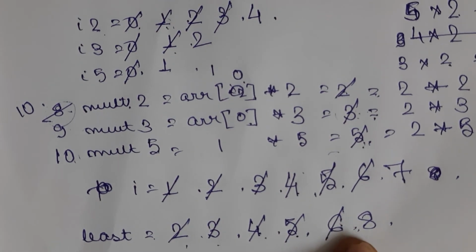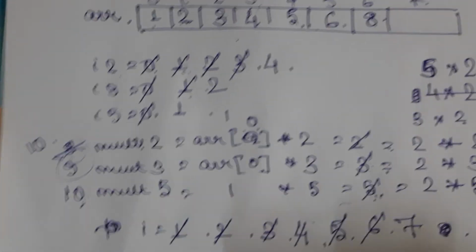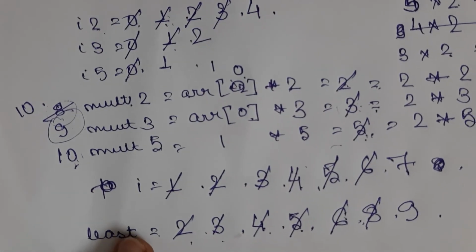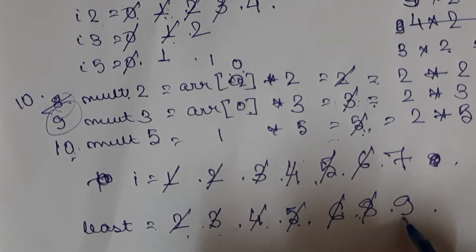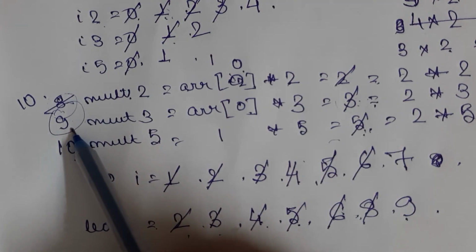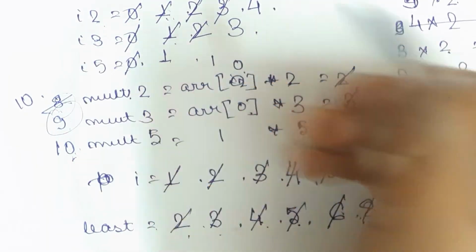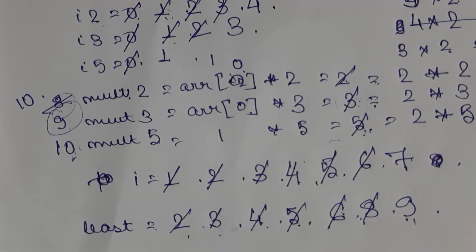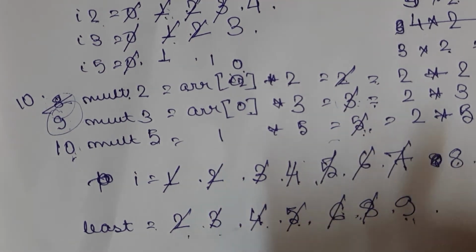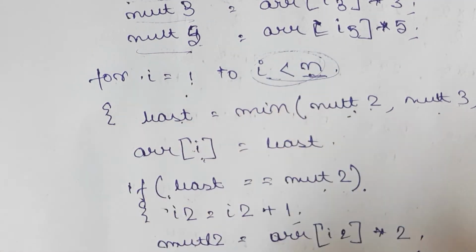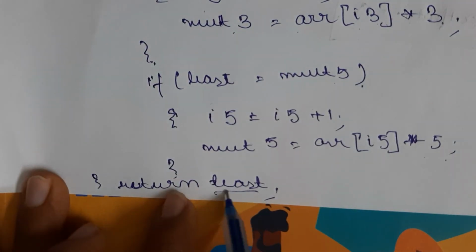Correct? Now among these 3, what is the least one now? 9, right? So the least value is 9, and the ARR of 7th value gets updated with 9. Correct? So again the if condition is checked, mult of 3 equal to the least value, so I3 is updated to 3. Now if I again increment the value, I will become 8, and in this condition I have given less than or equal to n, right? So it will end the for loop, go out of the for loop, and return the least, right?